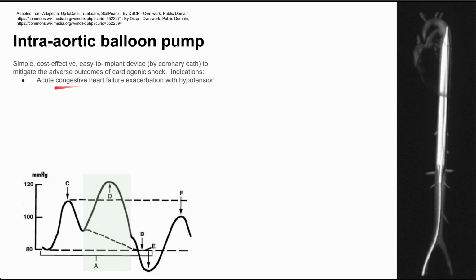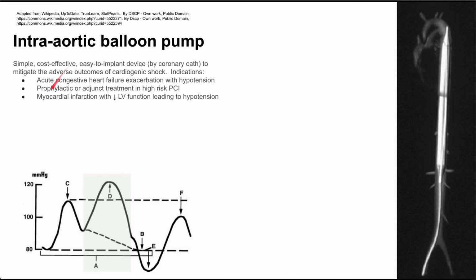It can be used in congestive heart failure, and acute exacerbation with hypotension might require an intra-aortic balloon pump. And again, this is a relatively simple and cost-effective solution compared to other cardiac devices. The balloon pumps can also be used in prophylactic or adjunct treatment in high-risk PCIs. So if somebody's getting percutaneous coronary intervention for a stent, for instance, after a heart attack, they might do this ahead of time just to prevent damage or cardiogenic shock later on.